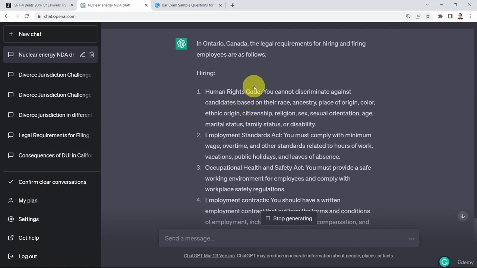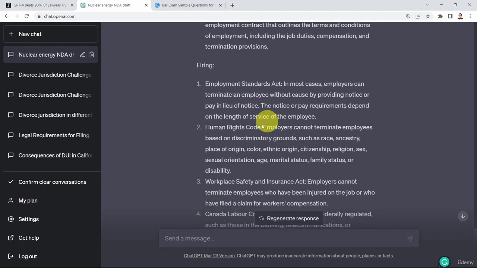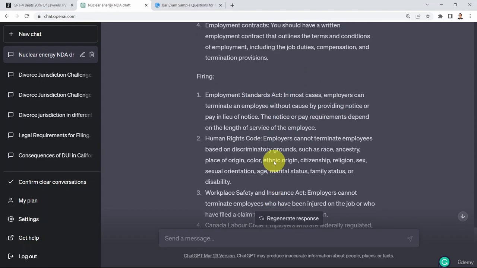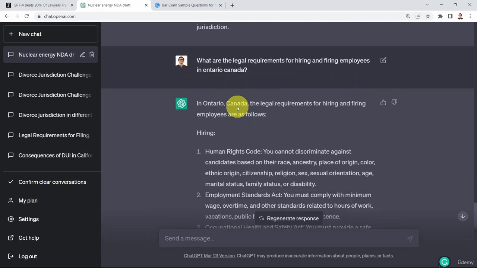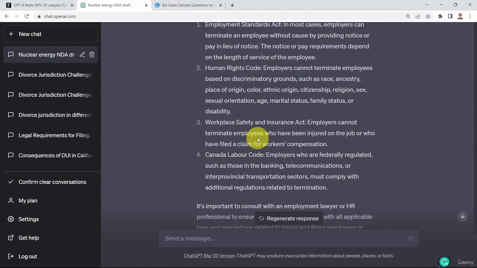It's going to tell you, well, in Ontario, Canada, these are the requirements. Now you'll find that the answer has changed slightly, because now the answer is geared specifically to a given state or province within Canada. It's going to tell you that this is the hiring, for example, and these are the firing. You'll find that it did not mention the US here anymore. You recall that's what we got here before on the firing part. It said in many countries, including the US, and this has been removed because now I'm talking specifically about Canada instead. Okay, all right, so that's it.